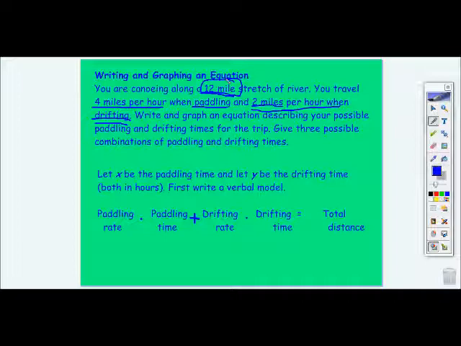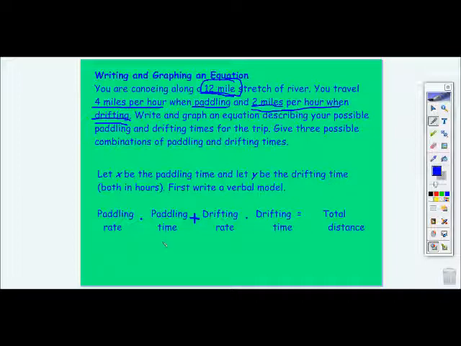Obviously, if we paddle more, we're going to move through the miles faster and drift less. If we drift a lot, then we're going to go a little bit slower, because we're not doing the fast movement that paddling would make. There's going to be lots of different possibilities. So it says give 3 possible combinations of paddling and drifting times. We need to set up our equation. We have x as our paddling time and y as our drifting time.